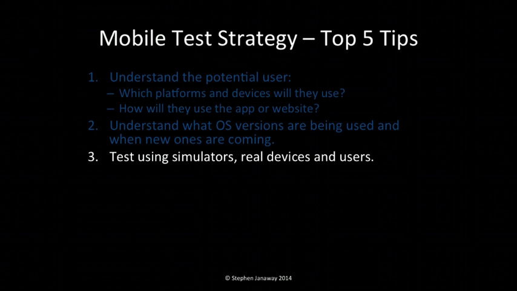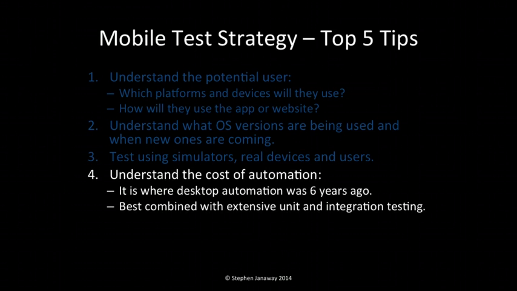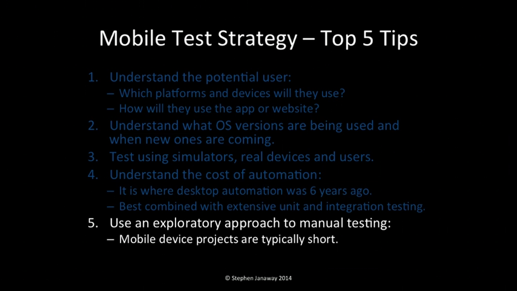Test using simulators, real devices, and test using users. So think about how you can best spread your testing across simulators, devices, and users. Understand the cost of automation. Use automation. Automation is good for precisely the same reasons it's good on the web, but just be aware that the solutions are not where desktop and web solutions are right now, and combine it with unit and integration testing. And finally, mobile projects are very typically short and fast-paced. So definitely use an exploratory approach to your manual testing.